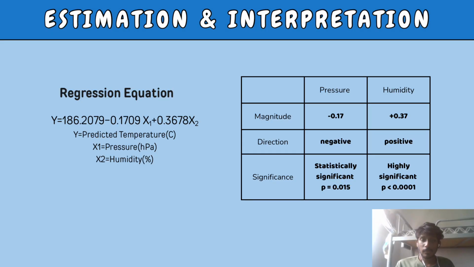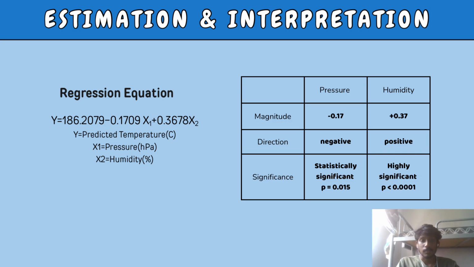From the above table, I was able to get the coefficients of pressure and humidity, and I was able to create the regression equation from that, which is y equals 186.21 minus 0.17 x1 plus 0.36 x2, where y equals the predicted temperature, x1 equals pressure, and x2 represents the humidity. The magnitude of the pressure coefficient is negative 0.17 and the magnitude of the humidity coefficient is 0.37.